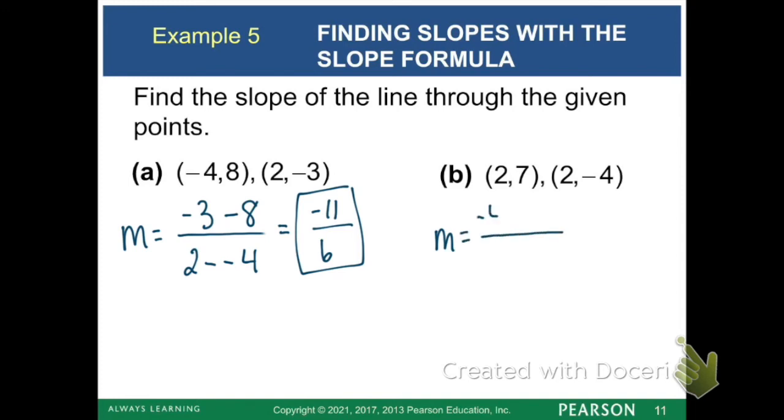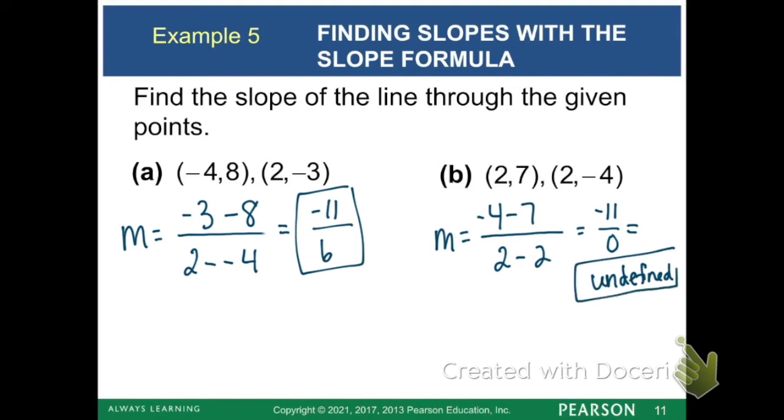For B, I have -4 minus 7 on top and 2 minus 2 on the bottom. When I simplify, I get -11 over 0. I can't divide by 0, so this answer is undefined. Just a quick side note, if it had been flipped, so if I had gotten 0 over -11, I can divide that, and I would get 0, so that would be 0 slope.